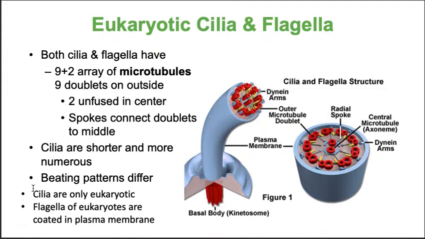Is there anything else I wanted to say? Flagella of eukaryotes are coated in a plasma membrane, and they are more complex than flagella of bacteria. Not all bacteria have flagella, but those that do, it's a simple form of flagella. Eukaryotes, again, only some eukaryotes have flagella, but those that do, it's much more complex and is coated in a plasma membrane.